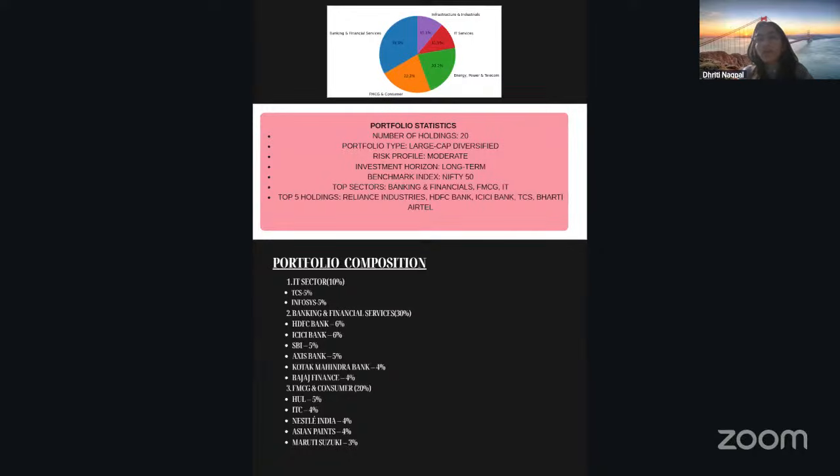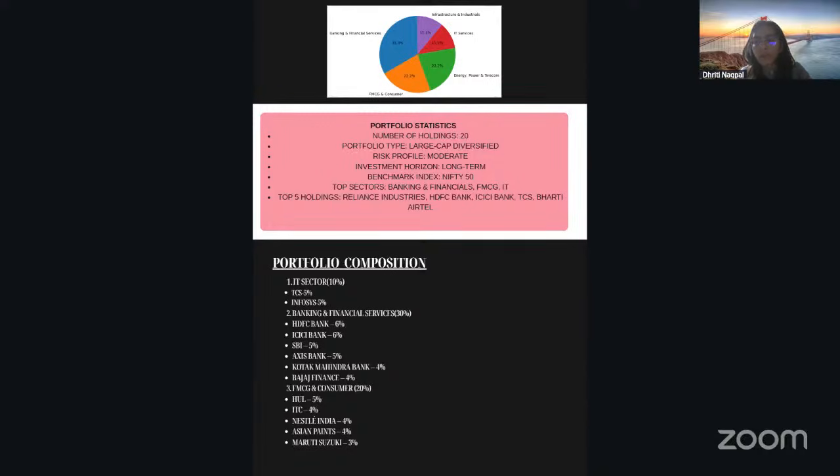When we talk about the portfolio composition, it shows that the higher allocation was given to banking and financial services due to a steady credit growth and strong fundamentals. FMCG and consumer companies provided stability, while IT and infrastructure offered growth and long term expansion opportunities.